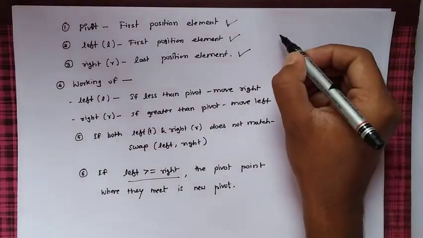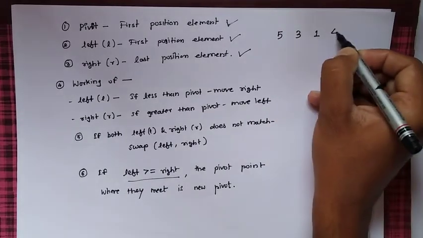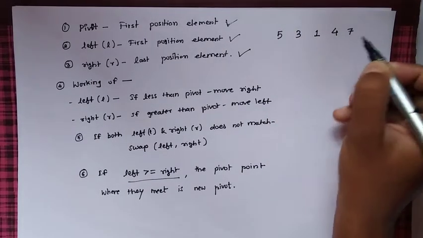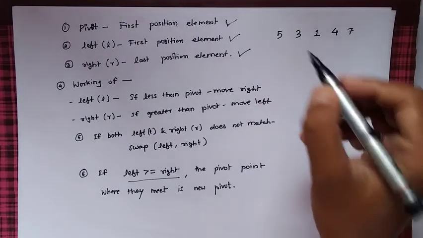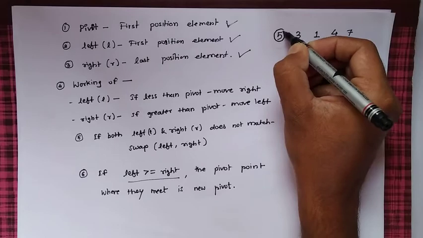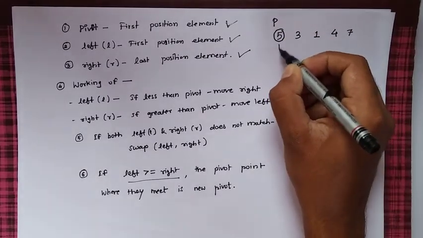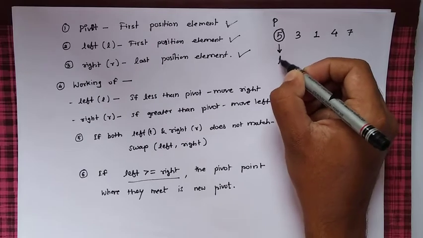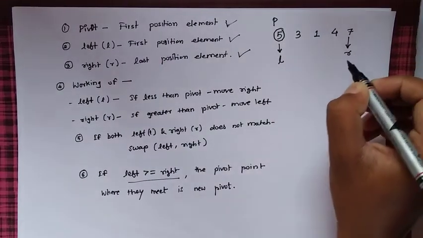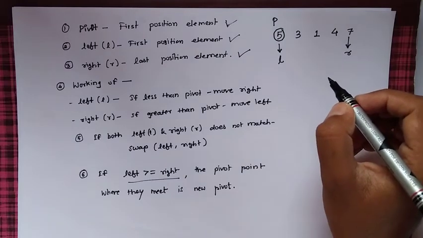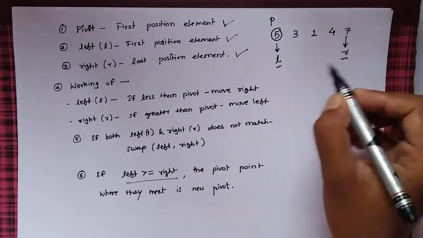Consider that you have the elements 5, 3, 1, 4 and 7, and we want to apply quicksort. The first element from the given list we call the pivot, the first position element we also call the left, and the last position element we call the right. Now, the working of left as well as the working of right.